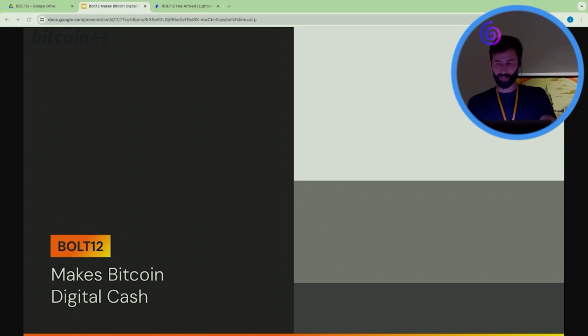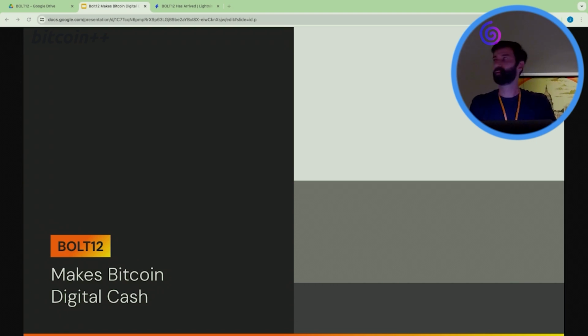So I'll be talking about BOLT12, which is nothing to do with scripts really, although there'll be some hashing involved. This is more of a lightning talk. So maybe just show of hands first. Who's familiar with BOLT12? Got quite a few actually.